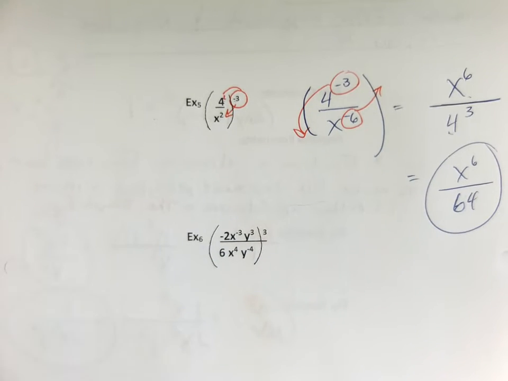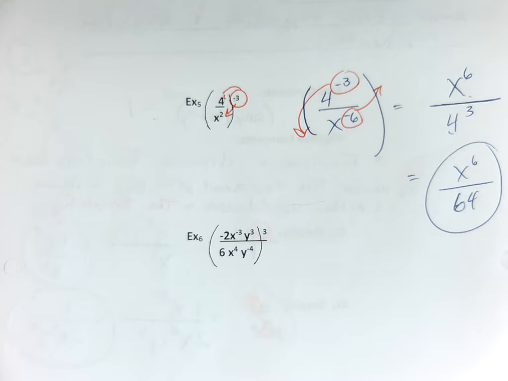Now example 6. There's 2 ways to do it, and both will work. One is we could bring this cube here, here, here, and bring the cube here, here, here, and then simplify. Or we can simplify what's inside first and then bring it. I would probably prefer to simplify what's inside first because then it makes it smaller. So let's do that first. We'll ignore the cube and we'll take care of that in a bit.